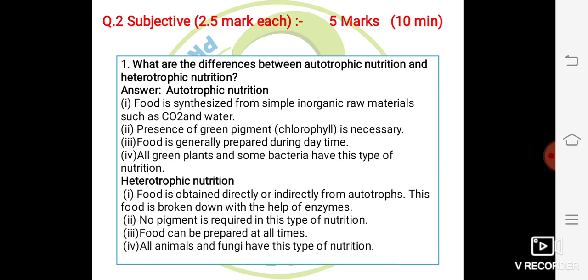If you have written in tabular form, even that is correct, or if you write it in this form, both are correct. But a minimum of 4 points is required, and the fifth point you can simply put is examples. So with 5 points your answer will be complete, half a mark for each point.